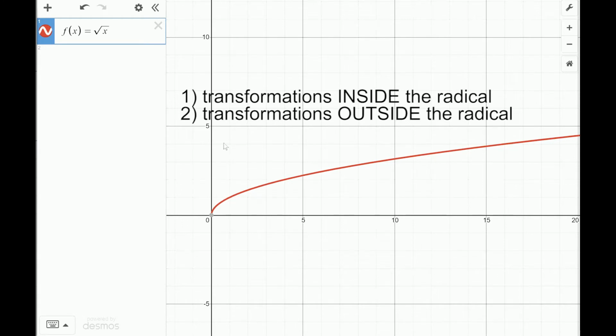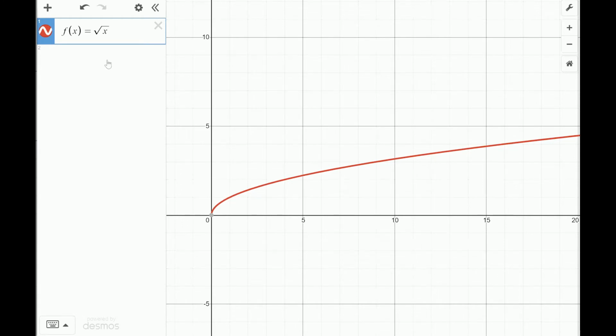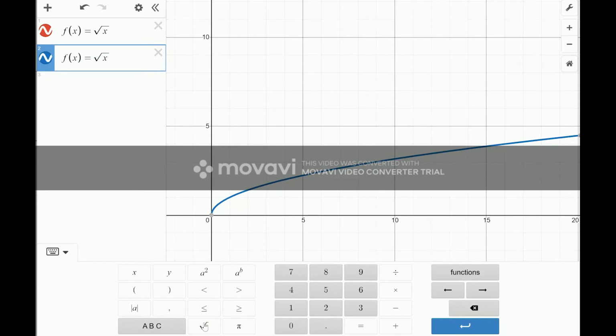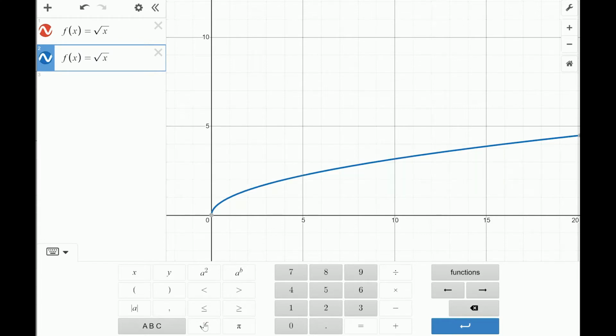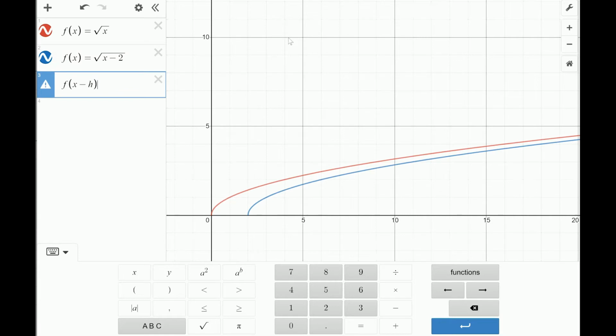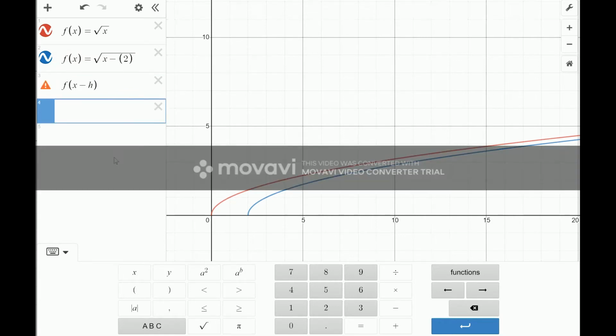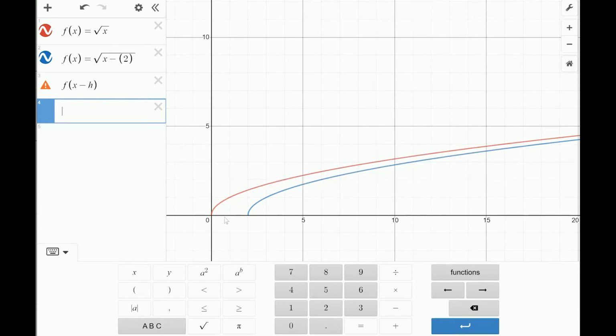So let's start by doing horizontal translations. Here's my next function, the blue. The blue is going to show translations. If I put inside the radical a negative number, like this, we see that the graph moves to the right. Technically the notation for this transformation is f of x minus h. Because the transformation horizontally is always minus, when we say x minus positive 2, the graph moves to the right because the number being subtracted is positive.